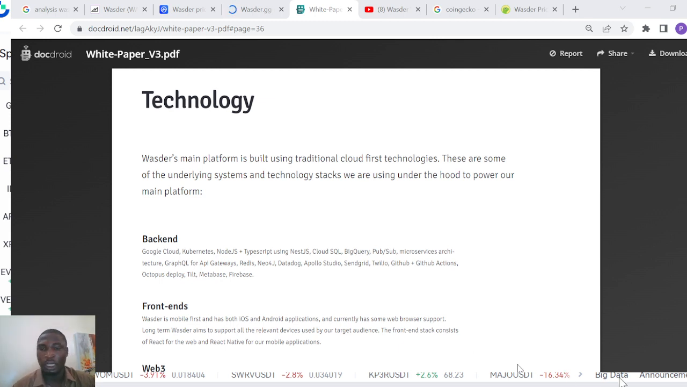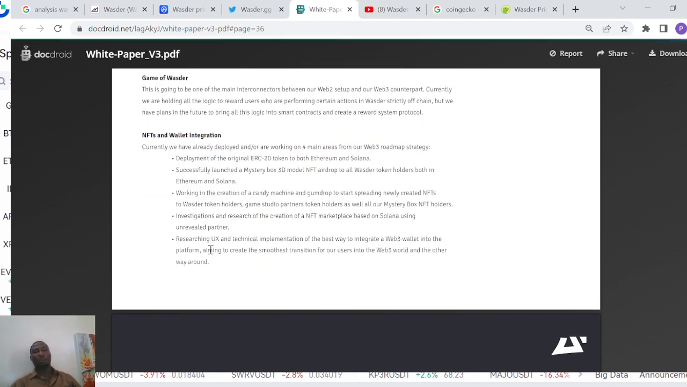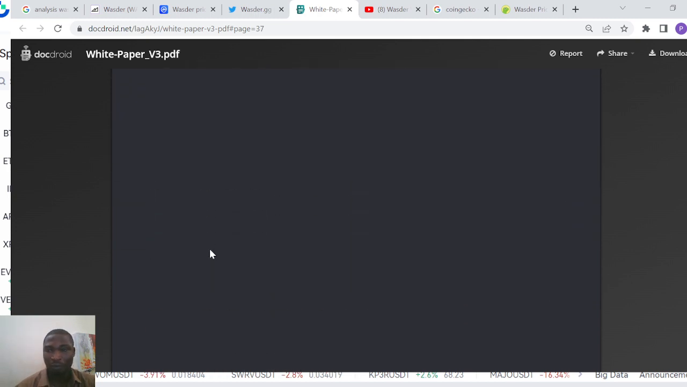So all these are interesting factors that we need to consider when talking about this token, what this token is all about, and how we can make use of it. Now, in getting more analysis, you can see the technology behind it: the front end, the back end, the web. Looking at the white paper, everything has been explained.